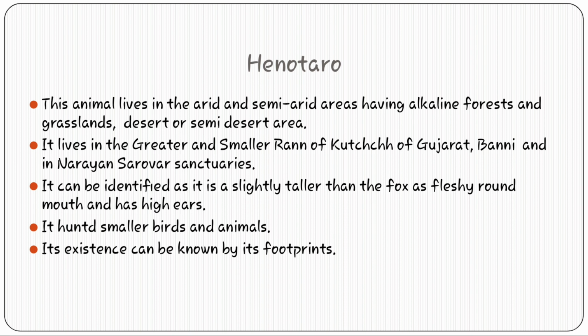In the previous section, I discussed an animal called Henothera. Henothera is one type of animal which lives in the arid and semi-arid regions of grasslands, deserts or semi-desert. It lives in the desert region or semi-desert region, especially alkaline forest, not every arid semi-arid region. You will be able to see this in the greater and smaller Rann of Kutch of Gujarat, Bani and in Narayan Sarovar sanctuaries. It is one particular type of species.